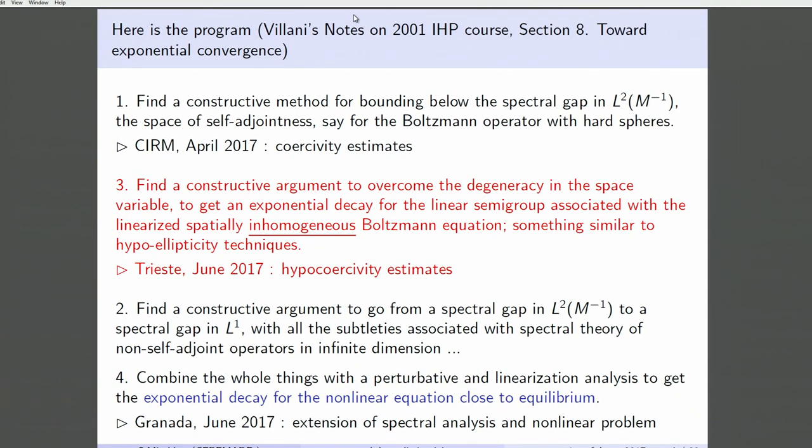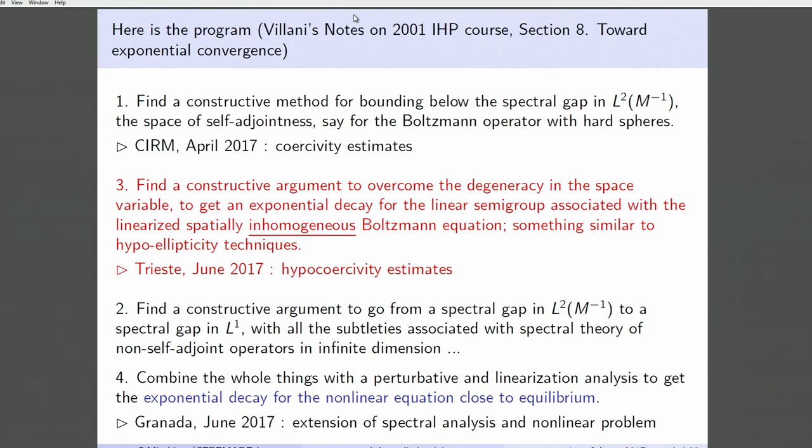Okay, so here is the program. It is written in some notes by Villani of a course he gave at IHP in 2001. So the program was the following. I reordered the parts. The first one is to find some constructive method to get some coercivity estimates on the collision term which appears in the Boltzmann equation. I will say a word about this later, but it's the first part in a logical order. It was not in the program by Cedric at that moment.